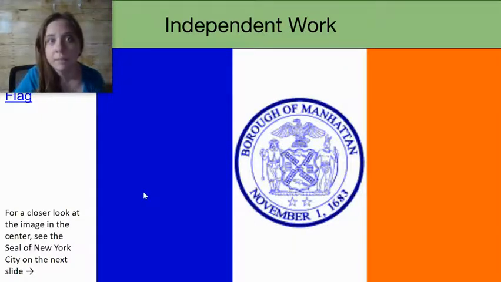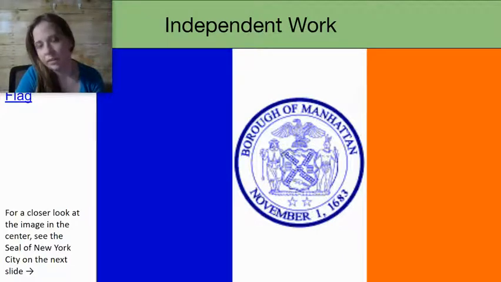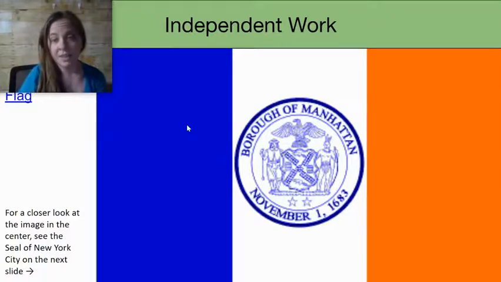What do you see? What do you think those images mean? Maybe the colors have meaning too. What do you think the colors mean? And what do you think this represents for Manhattan? Look really carefully, really closely. We see kind of like a windmill here. We see a date when it was established. We see a Native American and what looks to be maybe a Dutch settler. So what do you think that these images mean?